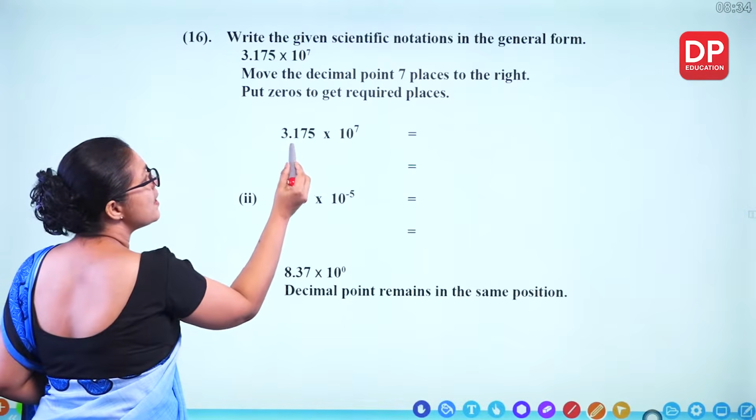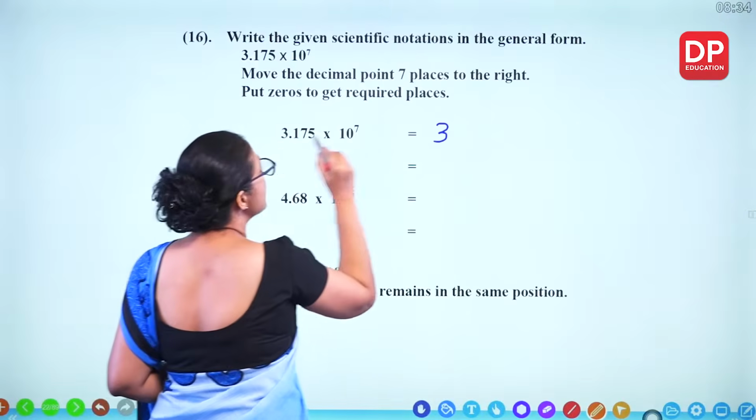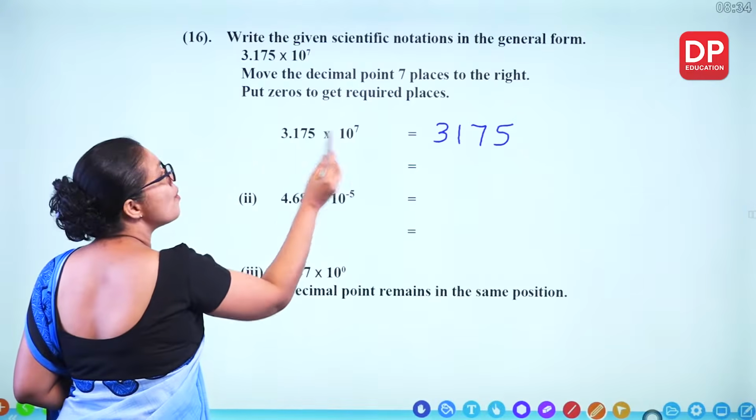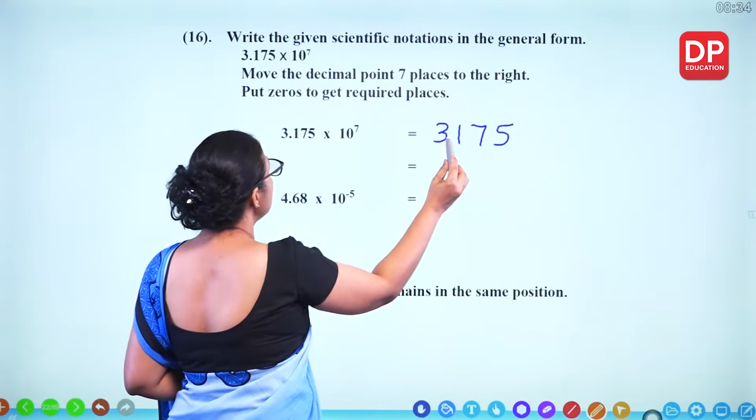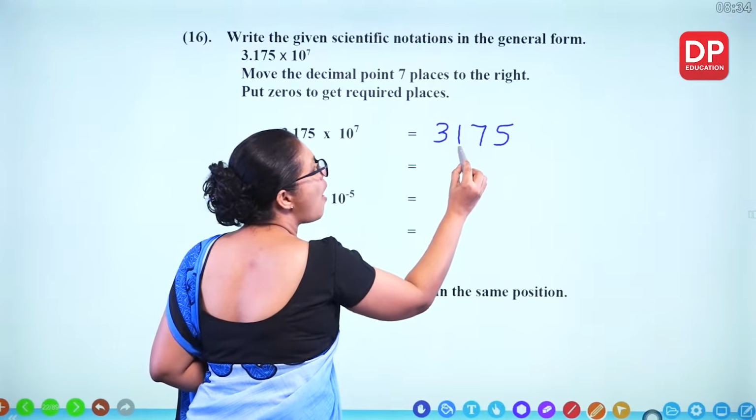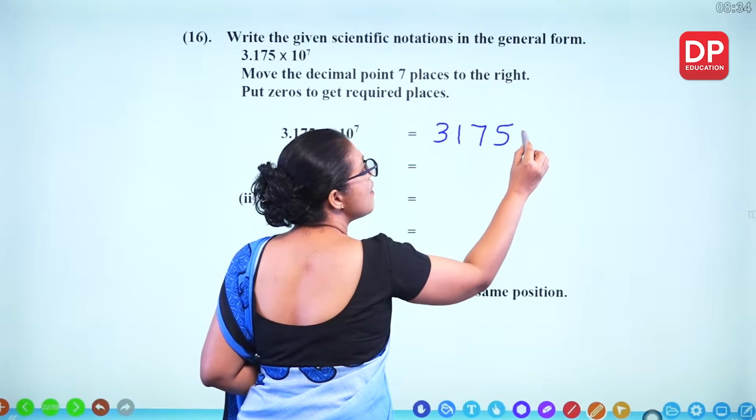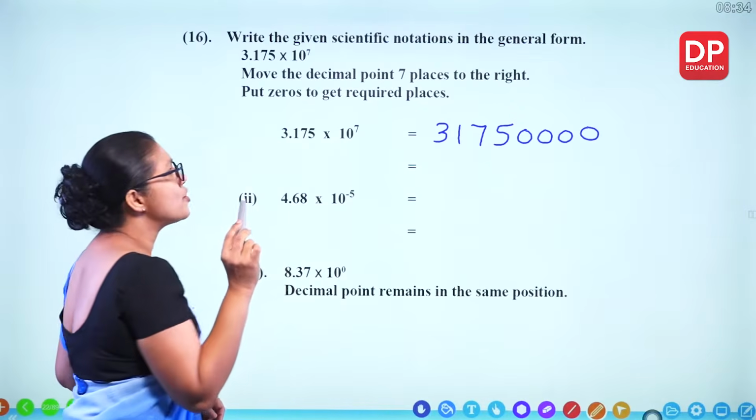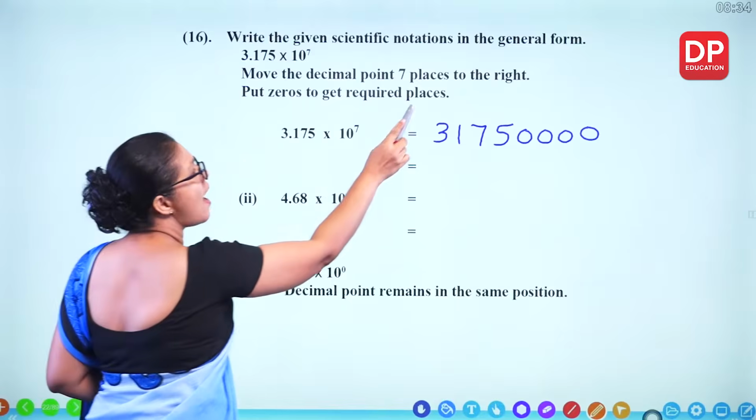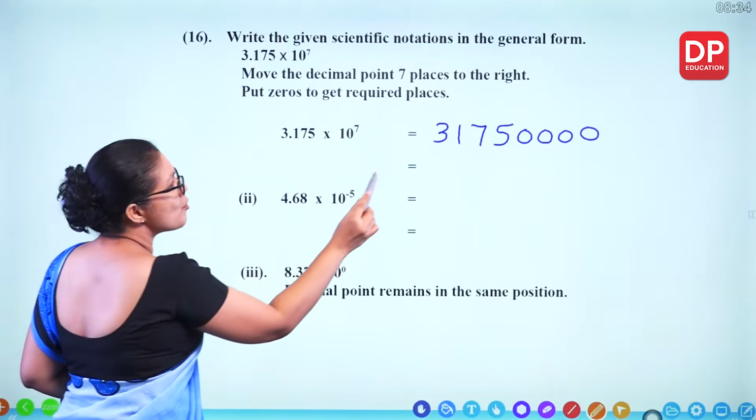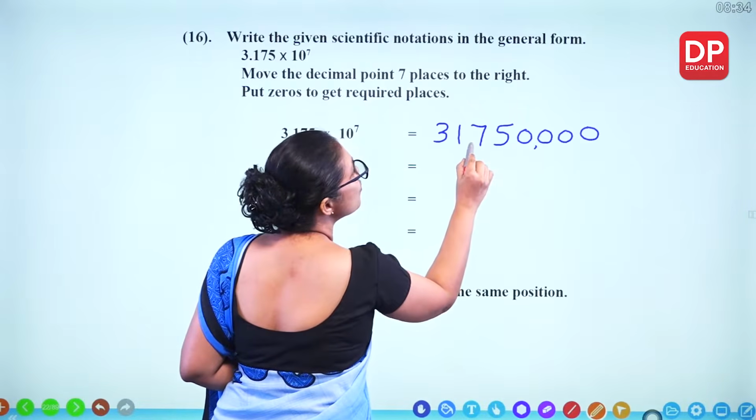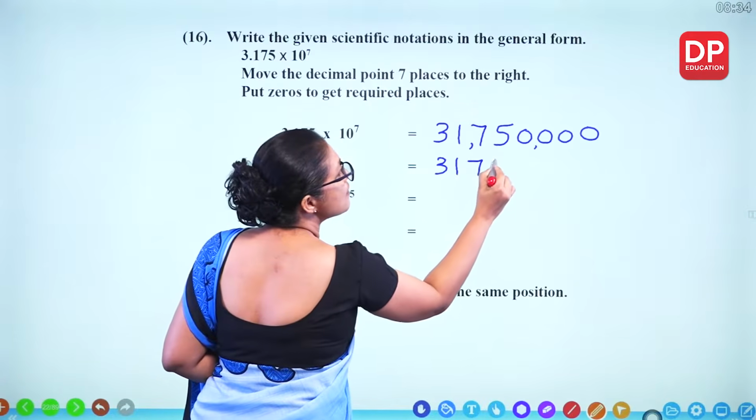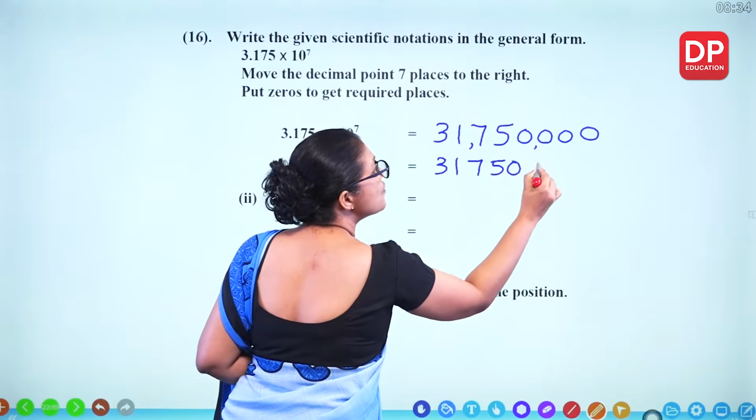So we take the number. How you move this decimal place? We write down the number as it is. And now 7 places to the right. Here the original decimal point 1, 2, 3, 4, 5, 6, 7. So you have to put zeros for the other places. So what's the number? You get 31,750,000.